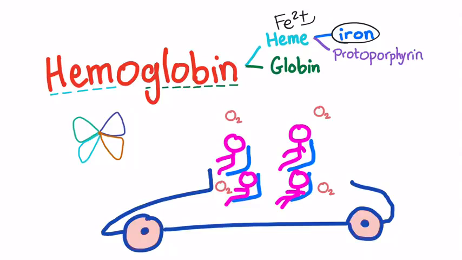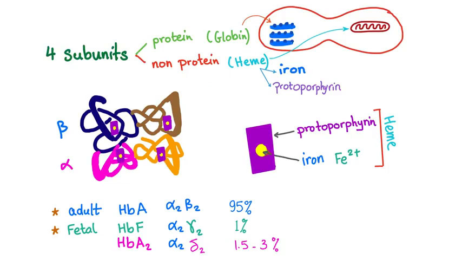And the iron is in which form? The ferrous, not the ferric. As we have said before, Fe2 binds O2. And please remember that hemoglobin looks like a butterfly. 4 different subunits. So, 4 subunits. We have 4 protein subunits and 4 non-protein groups or heme groups. So, the protein is the globin and the non-protein is the heme, hemoglobin.